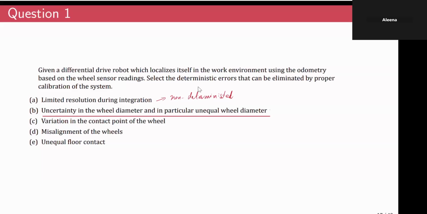What about the uncertainty in wheel diameter, in particular unequal wheel diameter? We have seen that we can manufacture wheels to a very high tolerance, or at least if we can measure the wheel diameter, or the change in wheel diameter, we can accommodate these errors into our model, right? So that makes this a deterministic error.